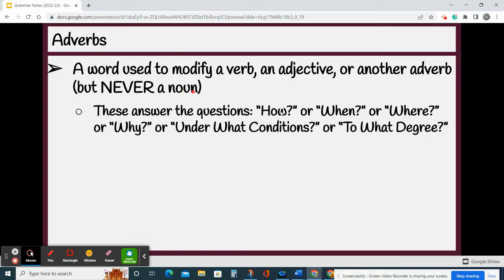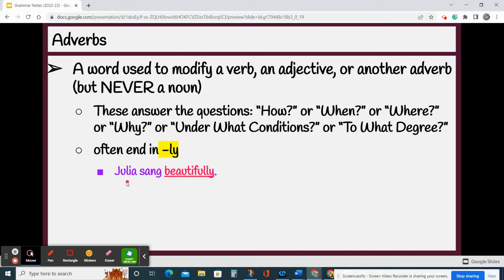Adverbs answer the questions of how or when or where or why or under what conditions or to what degree. These often end in ly, but not all the time. And I'll give you a few examples. So definitely make sure you write down these examples because you might see them again. So here's the first one. Julia sang beautifully. Well, if you take a look at this word here, we know that the word ends in ly, so odds are it is an adverb.